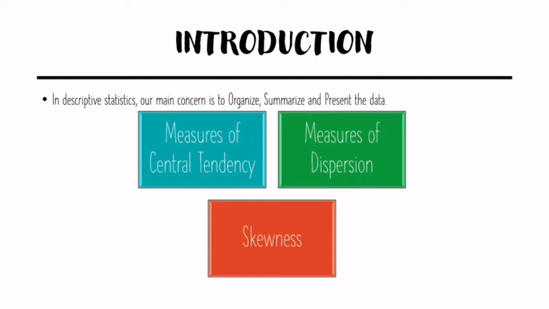And then we also want to study the dispersion. The dispersion actually means how far apart the data is from each other. And then skewness refers to the bias or unbiasedness of the data. Sometimes data can be so skewed to one side that it's not representative of the value of the data or the population of the data.